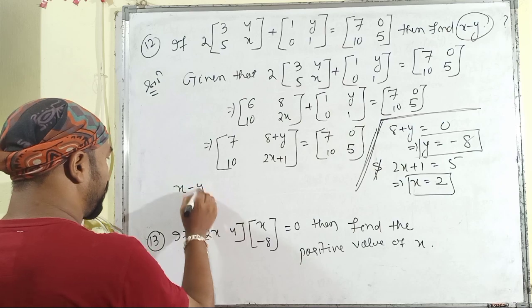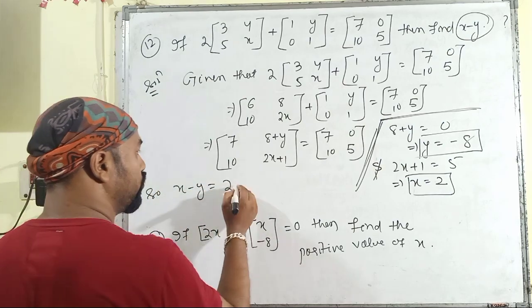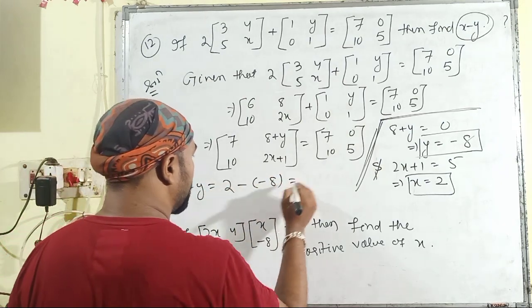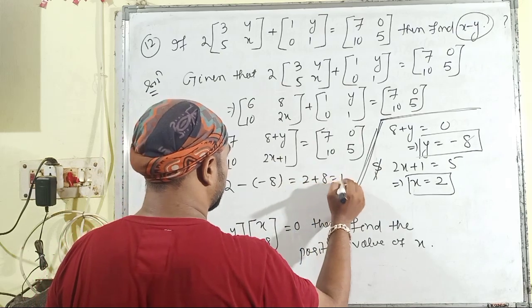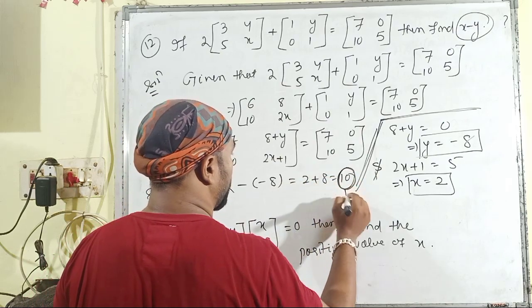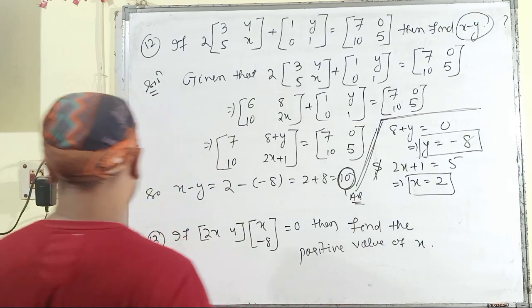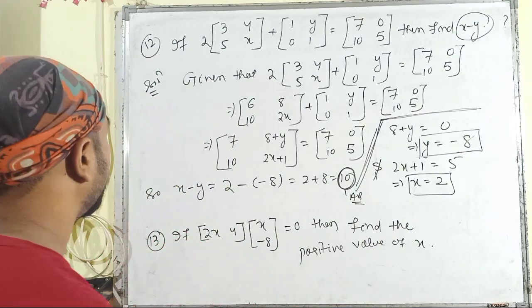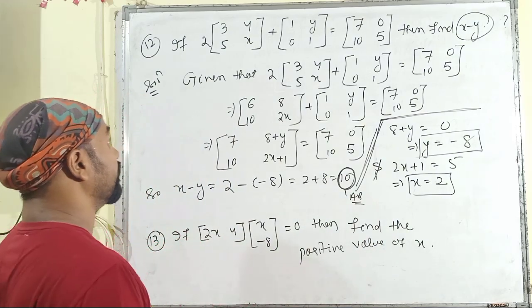So x minus y is equal to 2 minus minus 8, that means it is 2 plus 8, which is equal to 10, and this is the answer for the problem number 12. Then moving to the problem number 13.